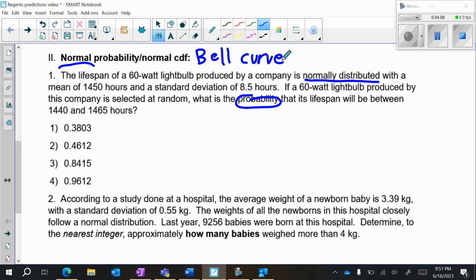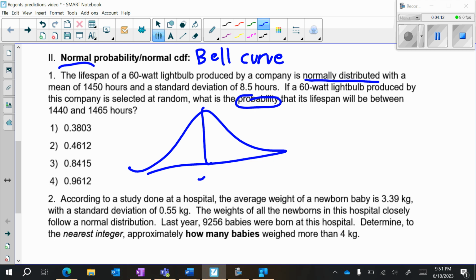So if you see normally distributed, right away, draw that bell curve, draw a line in the middle, and in the middle put the mean, which is called mu.